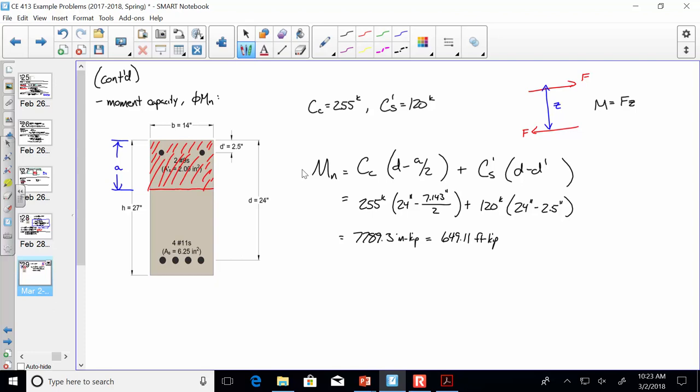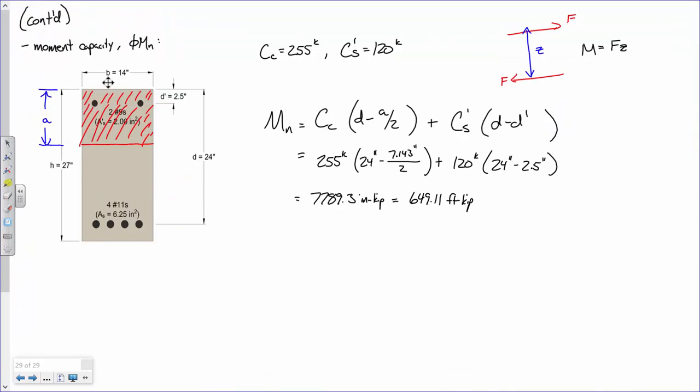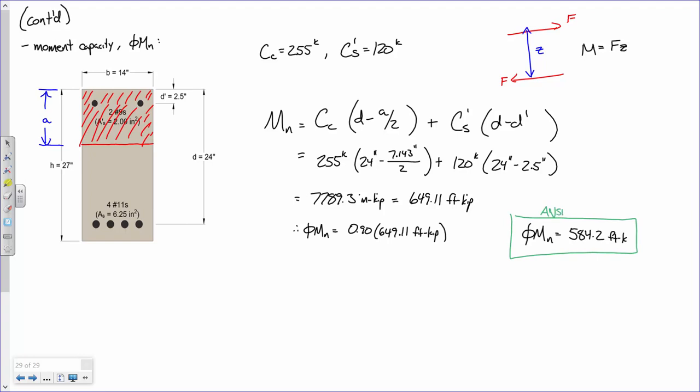All right. Okay, where was I? Oh, going back to this. We had a nominal moment capacity of 649, and what was phi again? 0.9? So phi Mn is 0.9 times 649. Ooh, it's not 69, it's 649.11 foot kips. So phi Mn is what? Okay. Any questions?